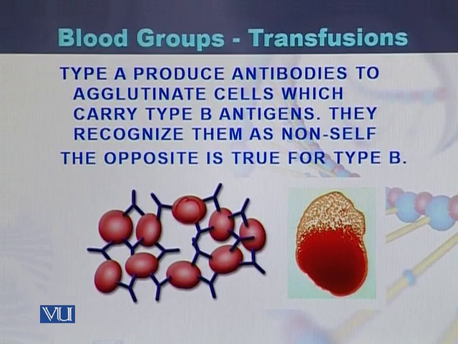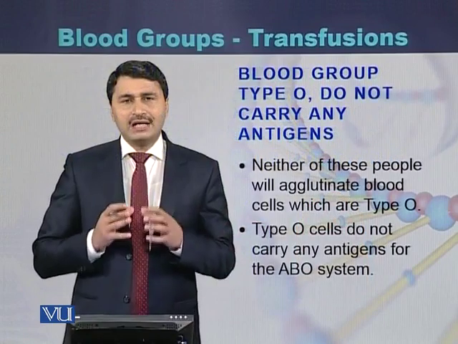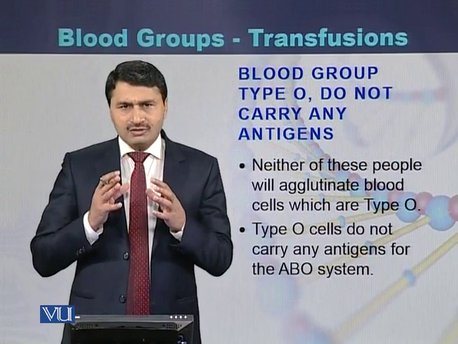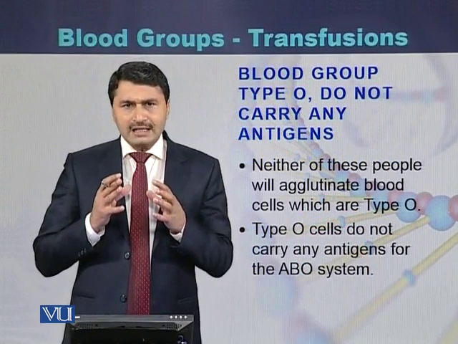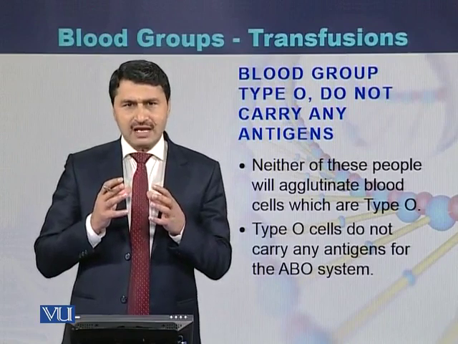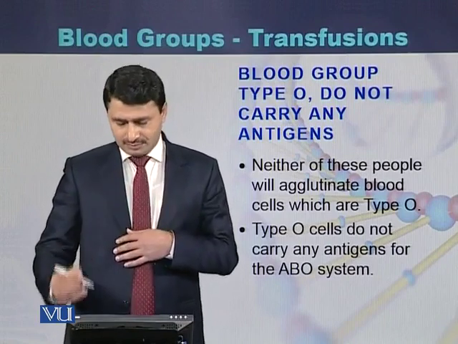In this diagram, we can see the agglutinations that are formed due to the reaction of the antibodies and antigens which are present on the surface of the red blood cells. Blood group O: the red blood cells of blood group O do not carry any type of antigens. Their red blood cells do not have antigens on their surface.